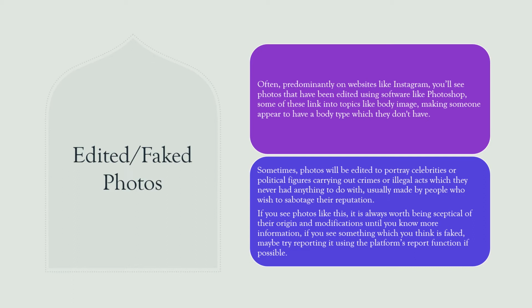Sometimes photos will be edited to portray celebrities or political figures carrying out crimes or illegal acts which they never had anything to do with, usually made by people who wish to sabotage their reputation. This happens in a lot of cases. Sometimes people attempt to make comedic parodies of television shows to make the people on them seem stupid. A lot of the time you can tell when that's just done for fun, but sometimes it's made in a way to be malicious.